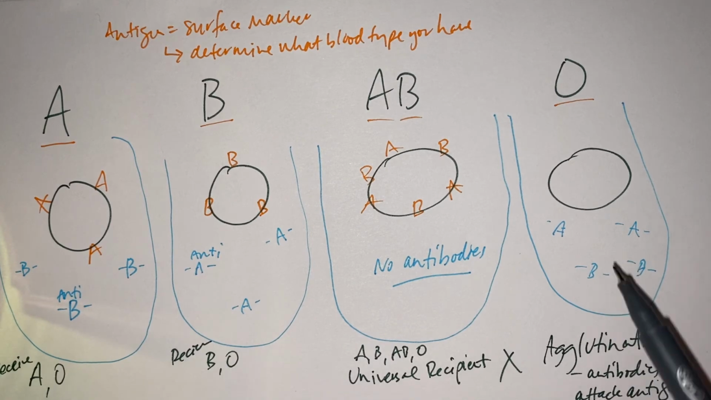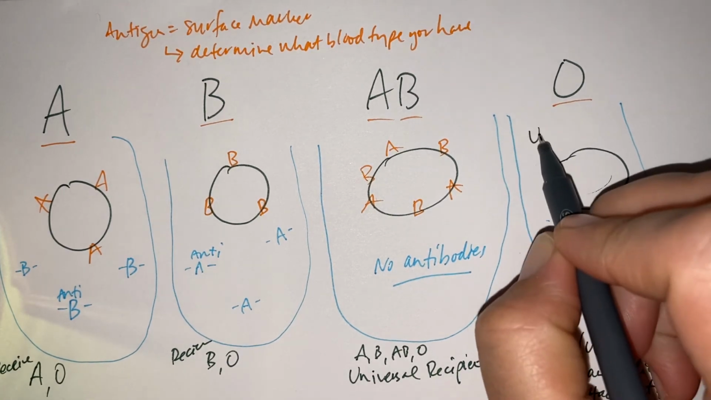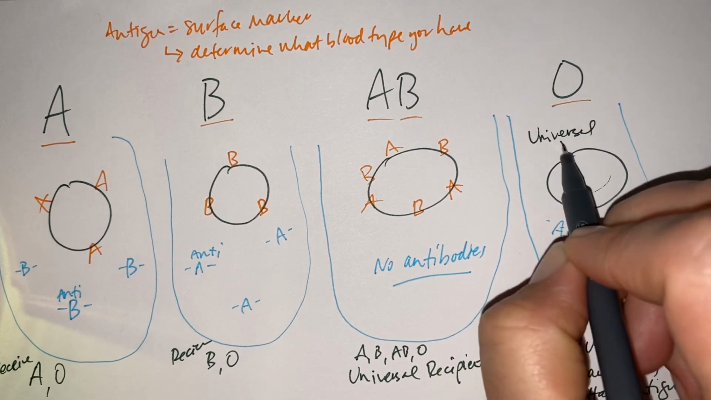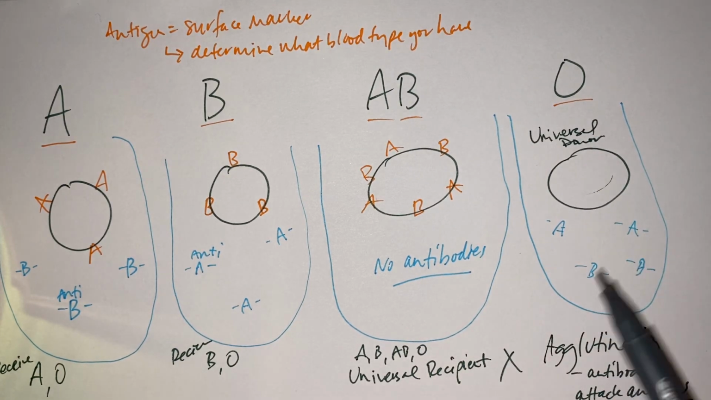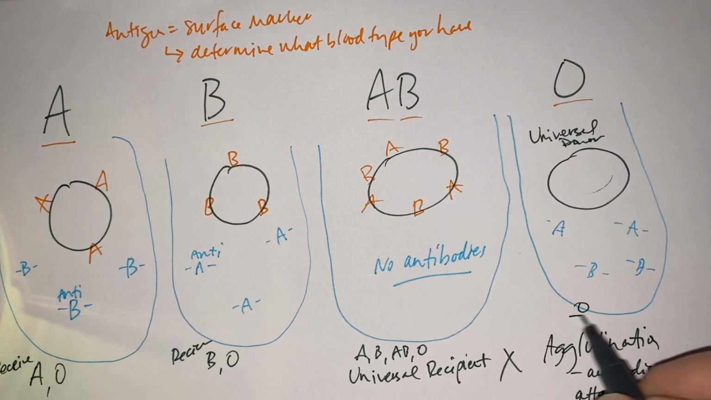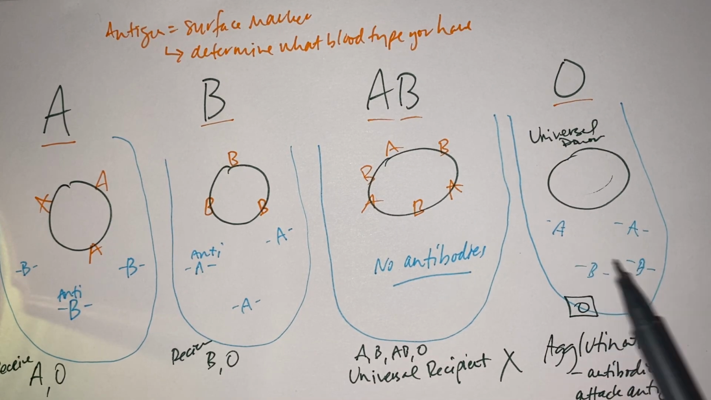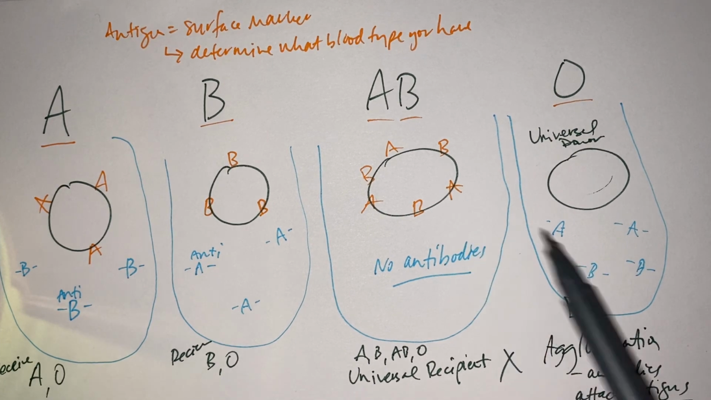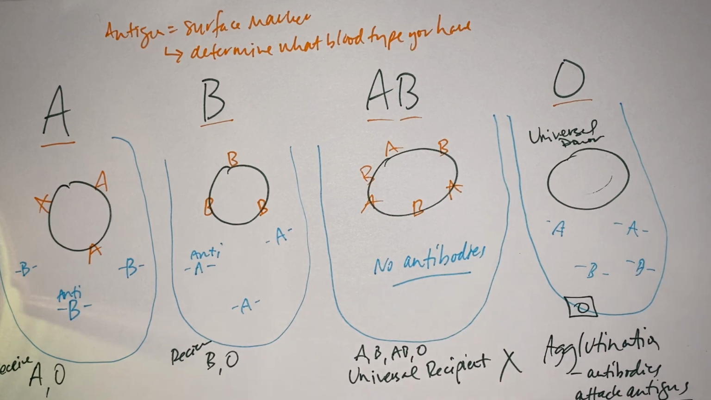For type O, because he's got nothing on the surface of his cell there, he can give to anyone. We actually call this guy the universal donor. Okay, it can give to anyone because there's no antigens, but guess what? It can only receive from itself, okay? And the reason that is, is because it's got both antibodies in the surface. So if you give him A, B, guess what? Those both are going to attack. If you give him B, your Bs are going to attack. If you give him A, A's are going to attack. So you can't do that in that scenario.